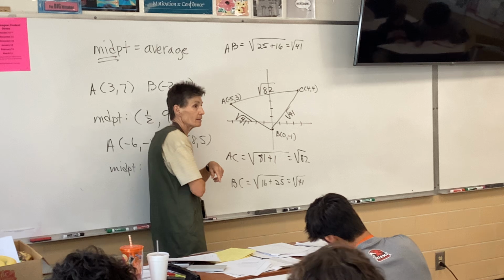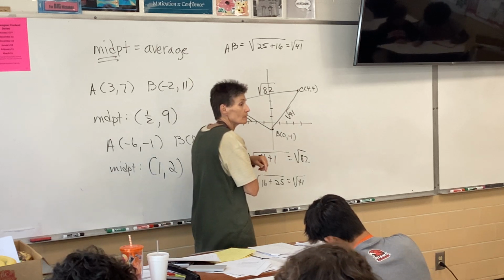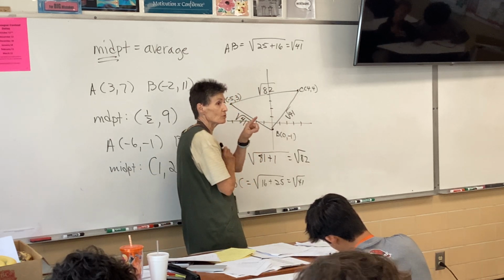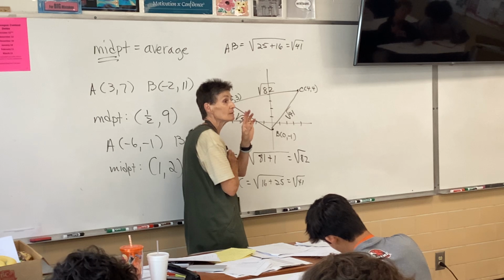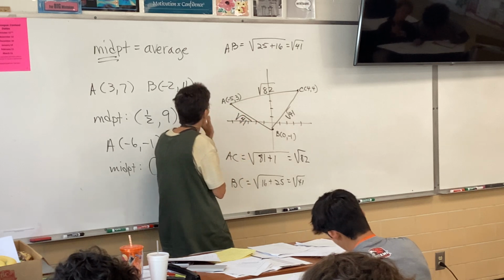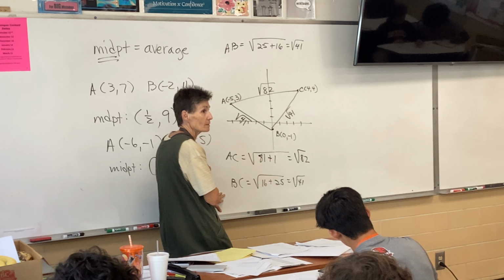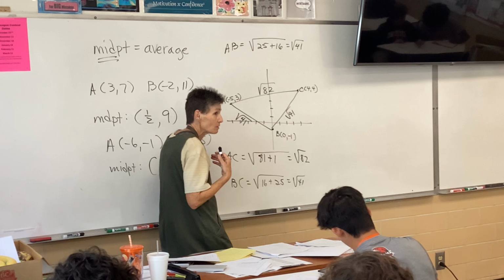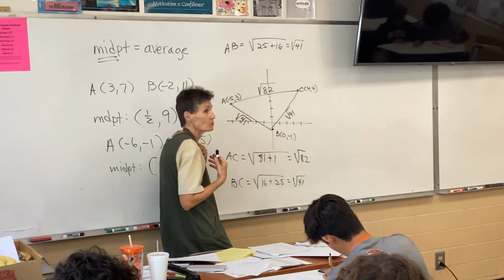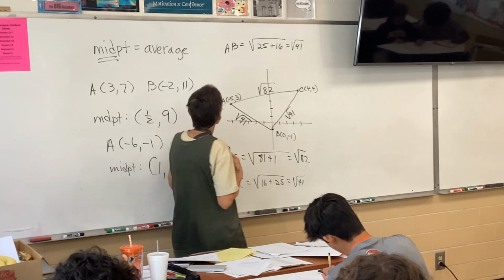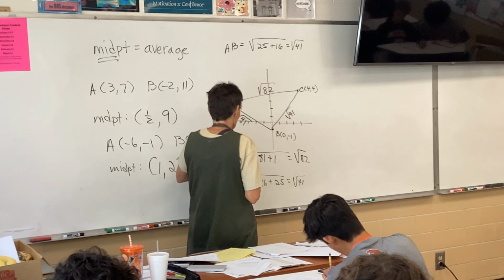Did I mess up, Jake? Jake Gardner? Did I mess up? I heard you say root 45. Yeah, I got it. Which one? AB, AC, or BC? I think I just messed up, but AC could have messed up too. I just want to make sure. Which one? It was for AC. AC? Here? Yeah.